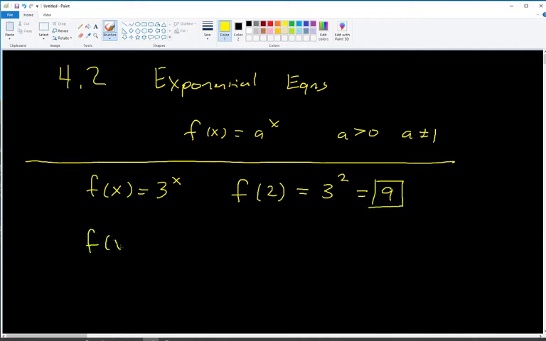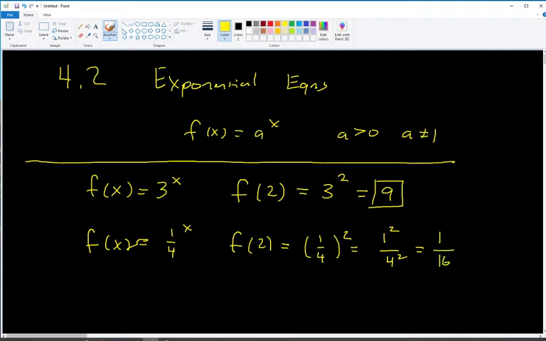If you have a fractional base, like f of x equals 1/4 to the x, and we want to say what is f of 2, this would be 1/4 squared. When you square a fraction, you get the top squared over the bottom squared. So 1 squared is 1, 4 squared is 16, so you get 1/16.